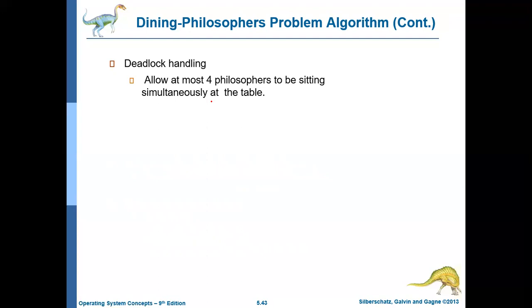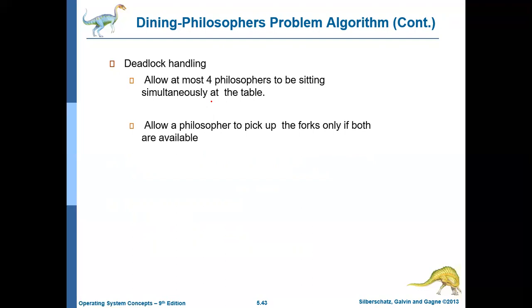If you allow only 4 philosophers to be sitting, where the table is 5, the plates are 5, and the chopsticks are 5, everything is 5, then at least one philosopher will get 2 chopsticks and he will eat. Once he finishes eating, he will release them, so the other philosophers can also eat, and the deadlock will not arise. That is one solution.